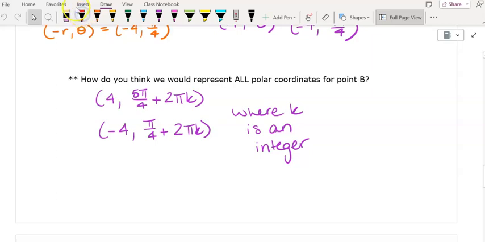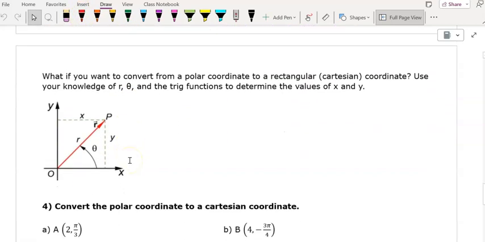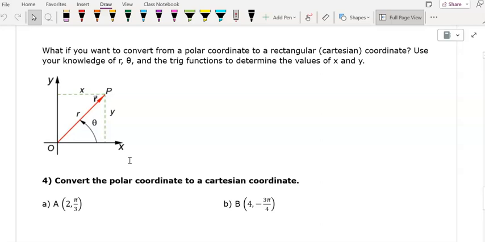So we're going to pick up where we left off. In this part, we're going to go ahead and finish the rest of the notes here. So this says, what if you want to convert from a polar coordinate to a rectangular, also known as a Cartesian coordinate? So that's just your typical XY coordinate points.